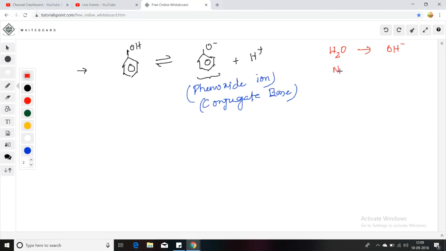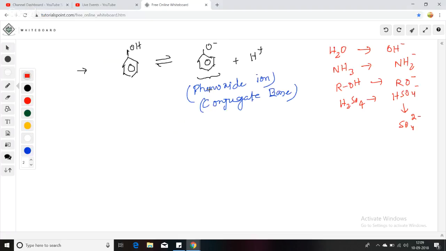If you take NH3, the conjugate base is NH2 minus. If you take ROH, remove H plus, you'll get RO minus as the conjugate base. If you take H2SO4, remove H plus and we get HSO4 minus. Further, the conjugate base of HSO4 minus is SO4 2 minus. So all these are conjugate bases, and this is the conjugate base of phenol, the phenoxide ion.